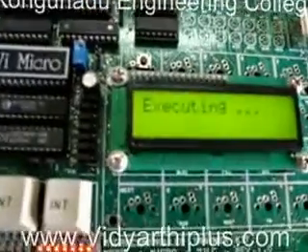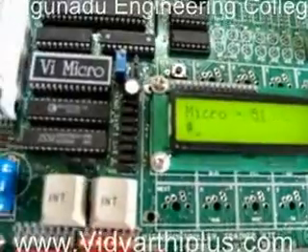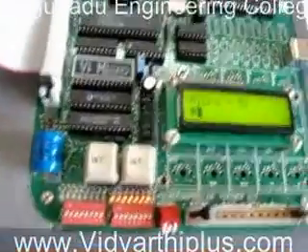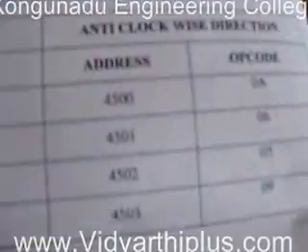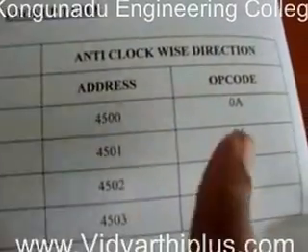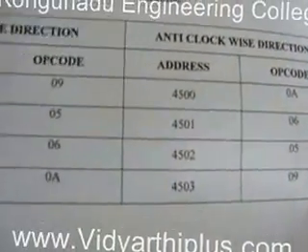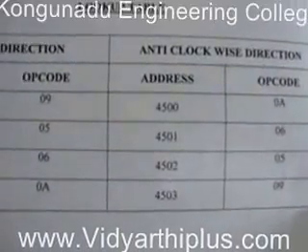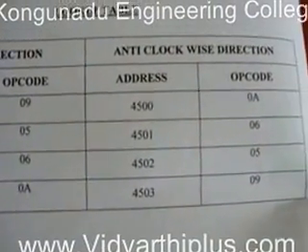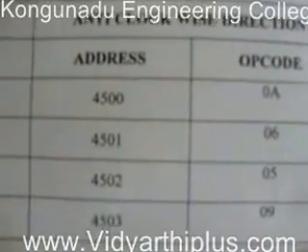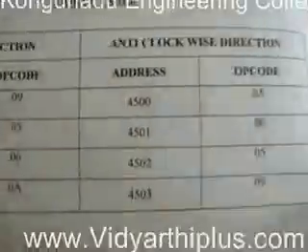Now to rotate the stepper motor in anti-clockwise direction, you have to change the lookup table opcodes. In the reverse direction, you have to enter these opcodes. To rotate the stepper motor in anti-clockwise direction, you have to enter the clockwise direction opcodes in the reverse direction.